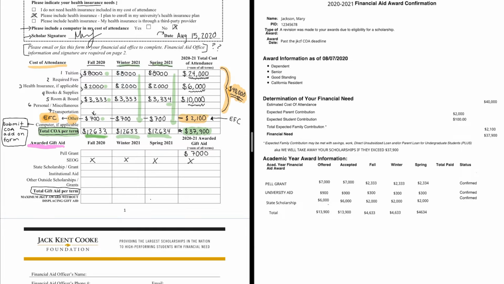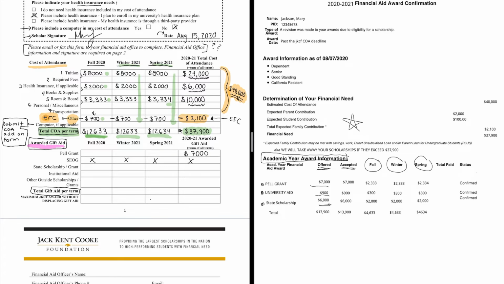We're looking at the table on the cost of attendance worksheet that says Jack Kent Cooke Foundation on it, that says award gift aid. Here I have it underlined in pink, and so now you can compare it directly with the academic year award information table-ish on the financial aid award confirmation letter. So under academic year award information, we see it says you got a Pell Grant, university aid, and a state scholarship. And it'll say what they've offered to you, what you've accepted, and the breakdown in quarters or semesters. So right here, I'm just saying that they offered you $7,000 of a Pell Grant, $900 of a university aid, and $6,000 in a state scholarship, and you've accepted that.